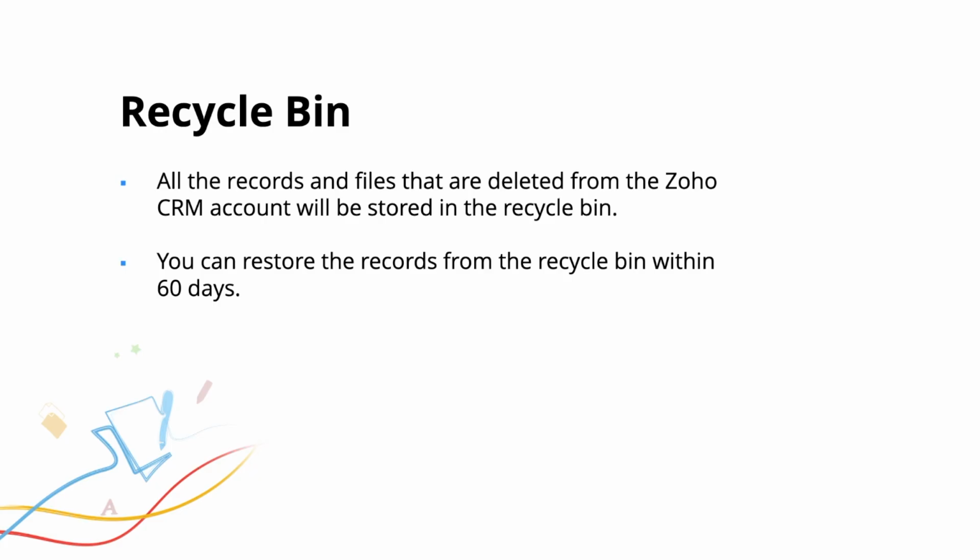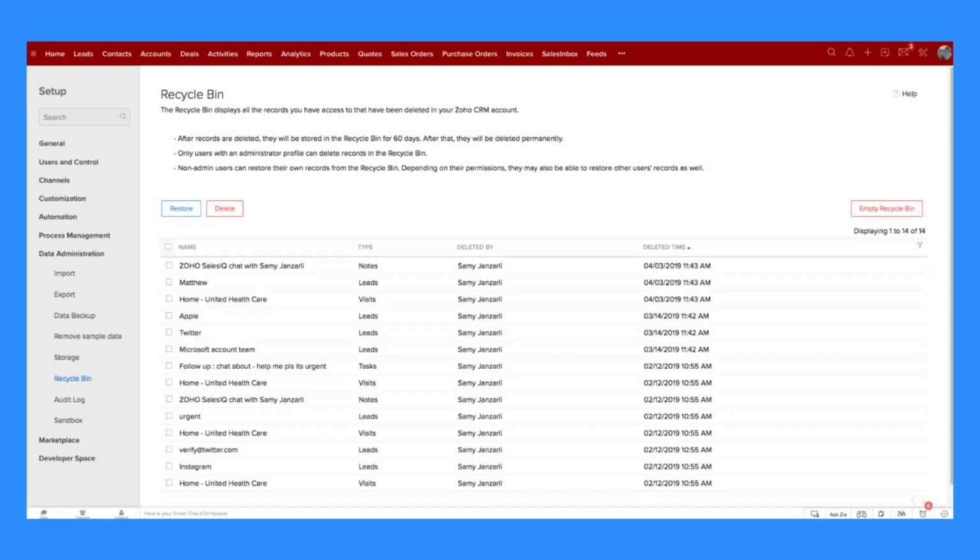So recycle bin, a lot of times, things get lost in translation. Your sales rep might have accidentally deleted a very important record. You can actually go back in and recover that through the recycle bin option. And just like the audit log, you'll have 60 days to go back in and restore that. But these are basically going to be deleted records from your system that you want to go back in and recover. So audit log and recycle bin are super useful for tracking and maintaining what's going on within the system itself. So quick look at the recycle bin there.